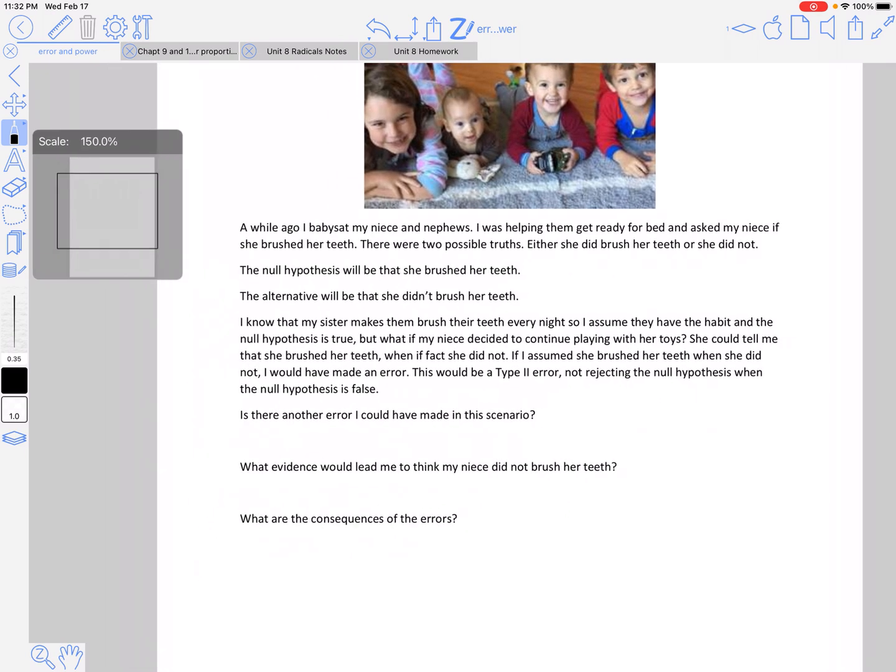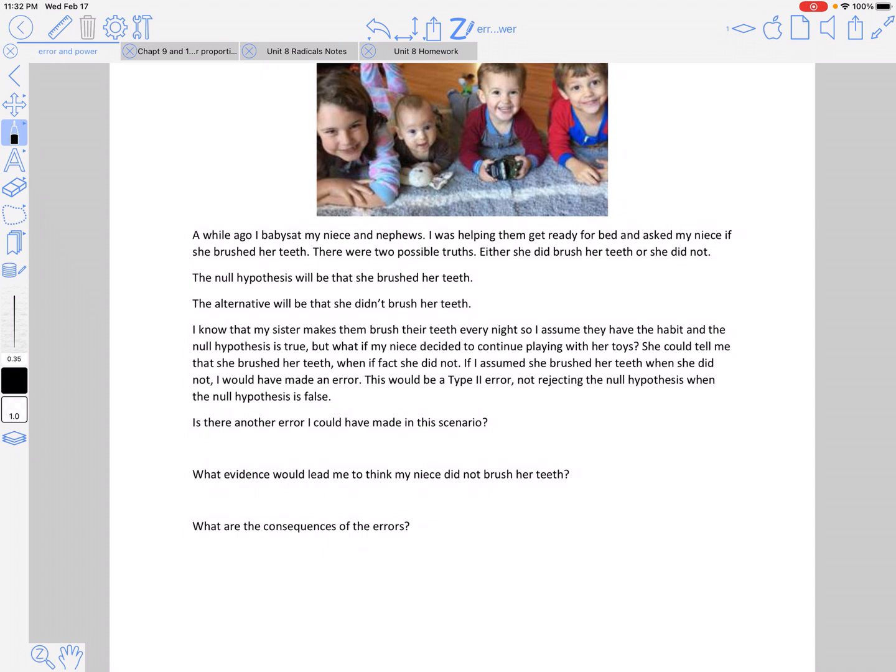So what evidence would I maybe have that would lead me to think that she did not brush her teeth? Think back to when you were a kid. Why would I think she didn't? Well, kids like to play, right? Brushing teeth's not that fun for most kids, right? So there's definitely evidence there. So there's a chance that I could make a type 1 error, where I'm saying, you know what, I don't think that null is true. I don't think you brushed your teeth, but really it was true, so I rejected it when it was true.